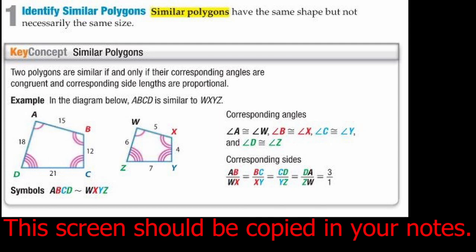To get this 3 over 1, they just divided each side. AB is 15, WX is 5. 15 divided by 5 is 3 over 1. BC is 12. XY is 4. 12 divided by 4 reduces to 3 over 1. And they did that for every side. And if it doesn't work for one side, it doesn't work for any of them. They all have to be equal to 3 over 1.